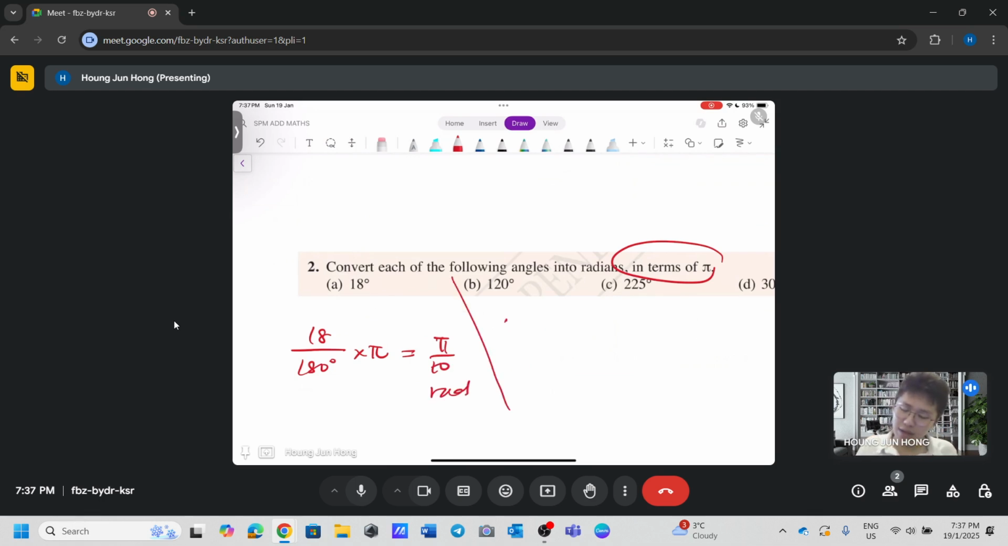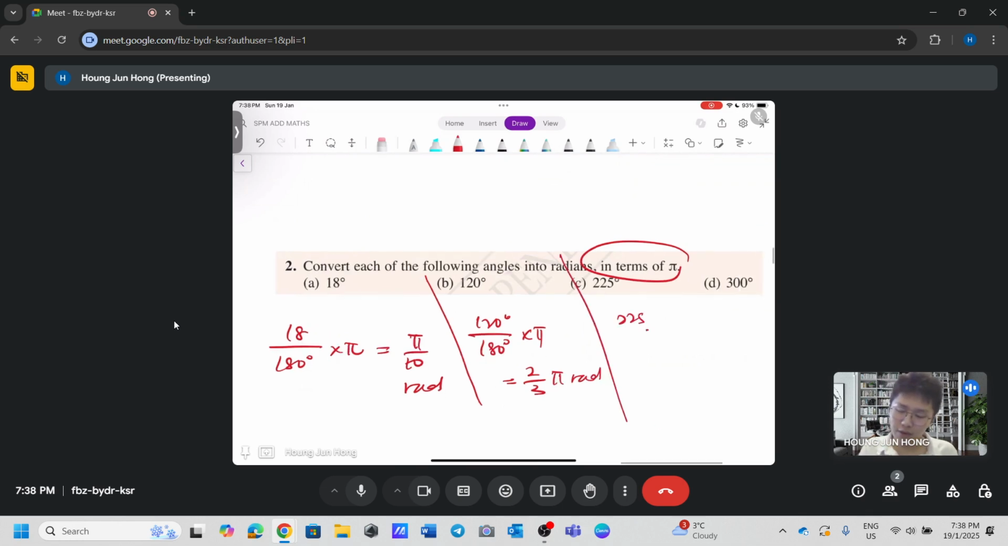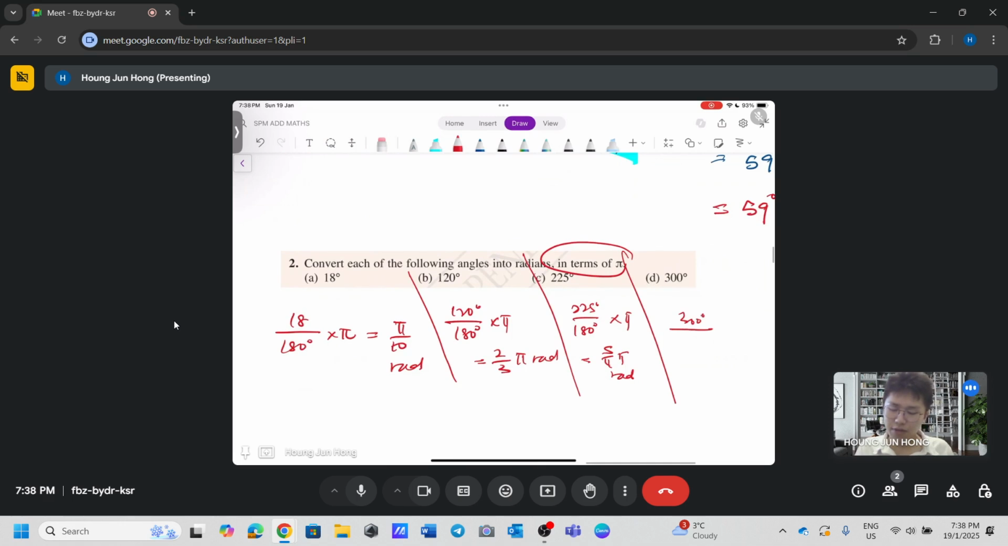Next one, 120 divided by 180. This is times pi. This is 2 over 3 pi radian. Next one, 225 over 180. This is 5 over 4 pi radian. Lastly, 300 over 180 multiplied by pi. This is 5 over 3 pi radian. Okay, that's it for this one.